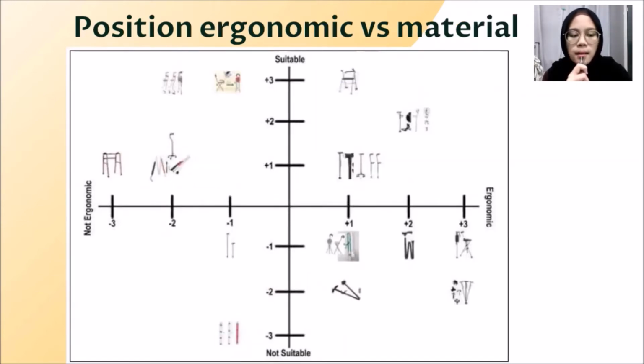Next, the figure shows the position map of current walking sticks in the market. 20 varieties of product are rated by their material and ergonomics. The priority that we want to focus on for the product is ergonomics and good material. So that's all from me for the literature review. Thank you.